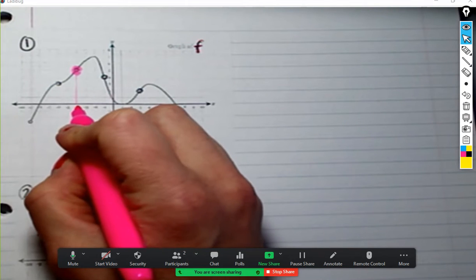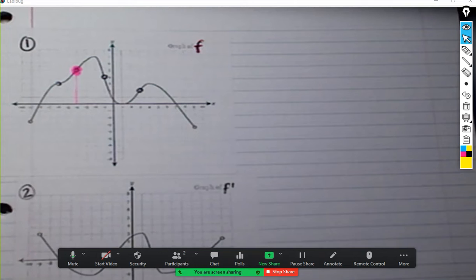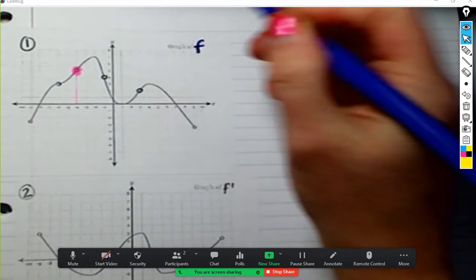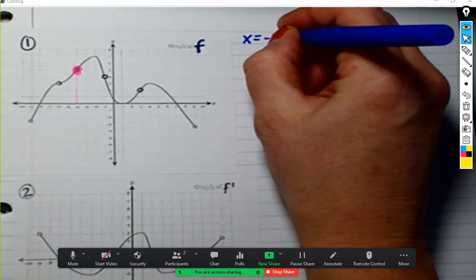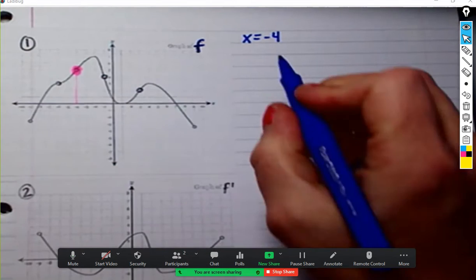Okay, so this is at -4. All right, so this is f of x, and we're going to look at x equals -4. All right.